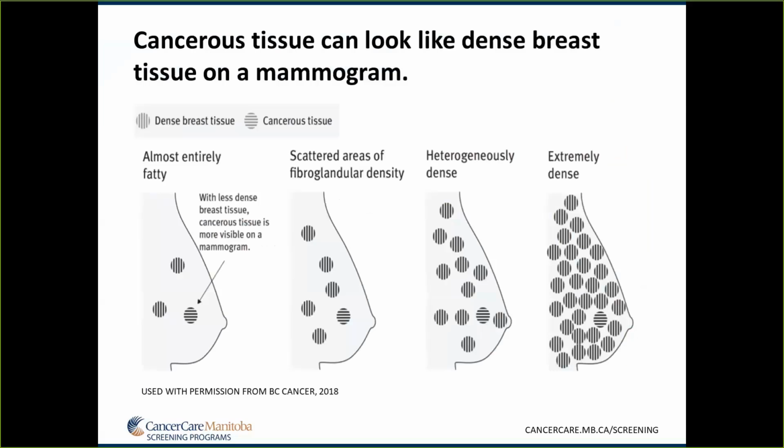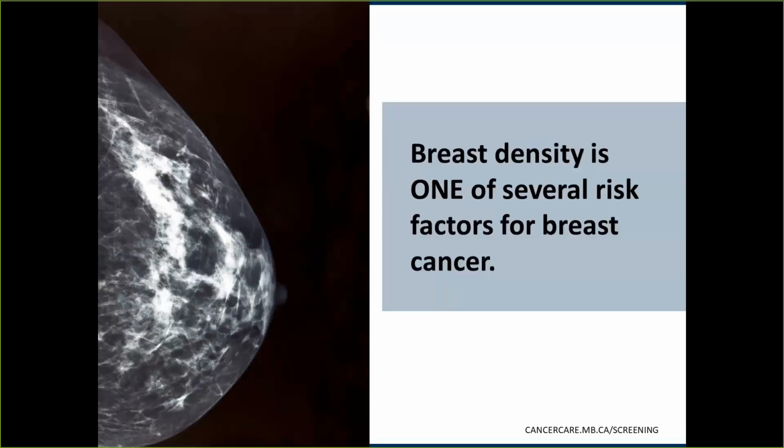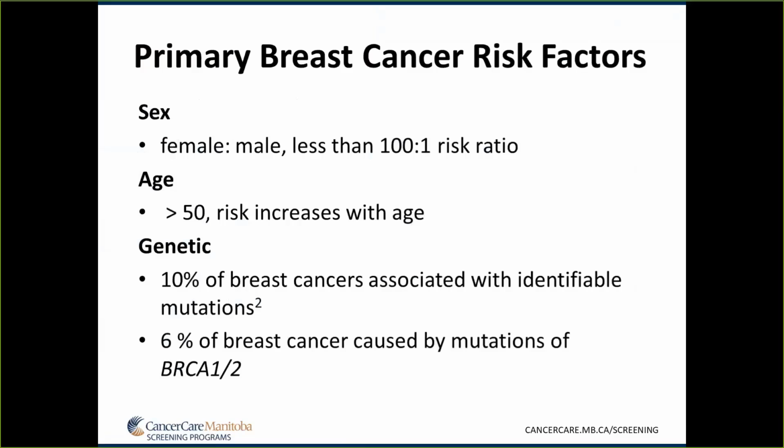And here again are those pictorial representations. Again, breast density is one of several risk factors for breast cancer. Being female is the biggie. Globally, the incidence is 100 times that of men. Here in North America, the ratio is actually even more extreme. It's something like 200 to 1, but in Central Africa, where there's lots of men with liver injury from viral hepatitis, and therefore higher circulating estrogen levels, the ratio is not quite so dramatic.